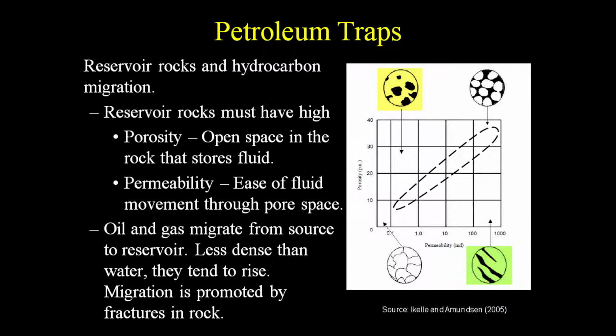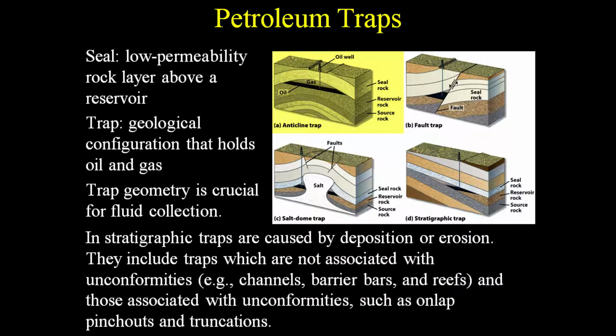Let me redefine them for you. Porosity is open space in the rock that stores fluid. Permeability is the ease of fluid movement through pore space. A sill is a low permeability rock layer above a reservoir. A trap is a geological configuration that holds oil and gas. Trap geometry is crucial for fluid collection.